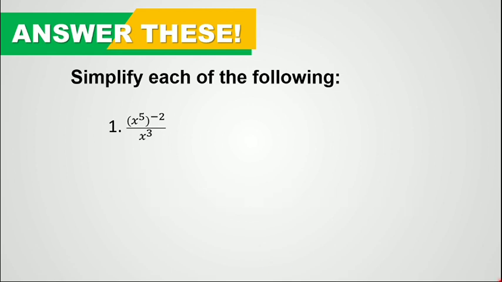Let's simplify each of the following. Now number one, the quantity x to the power of 5 raised to the power of negative 2 over x cubed.